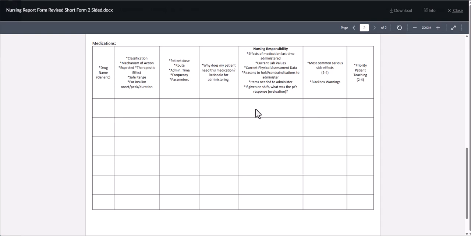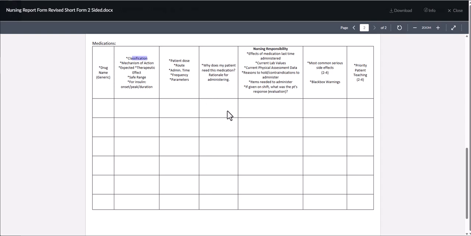Unless they have a drug card, right? They can say per drug card. What I say if they are not passing meds is they need to list the meds that their patient got on their shift, but very limited information on here. So drug name, classification, not just antihypertensive. I do require beta blocker or ACE inhibitor or calcium channel blocker. They should really know the pharmacological classification and why the patient is taking it.